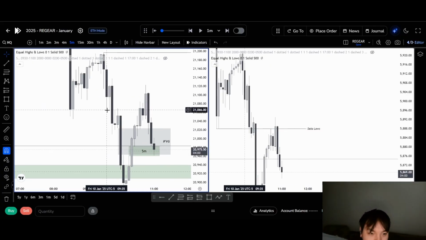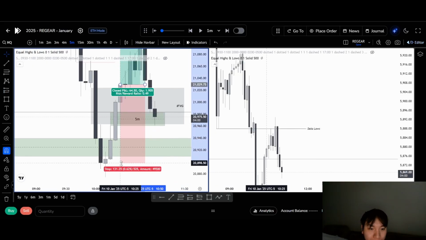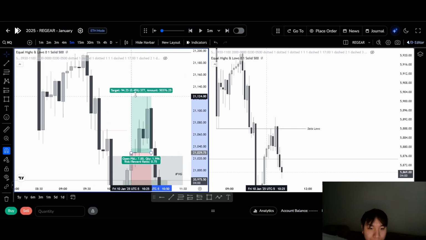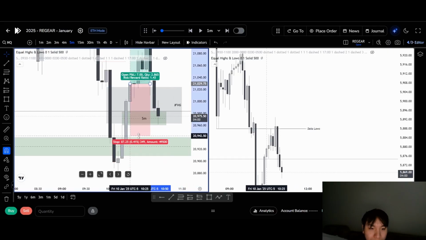Okay, so 3 opportunities right here, or just 1 opportunity actually. Realistically, we're just either going from here or to the bottom right here. We're just going to go for a 1-to-1. I actually think it was here at the body.